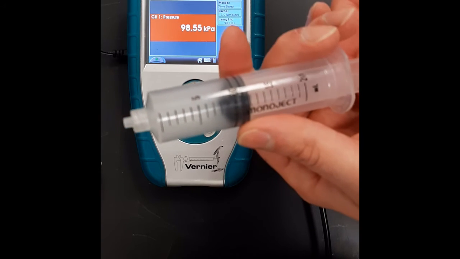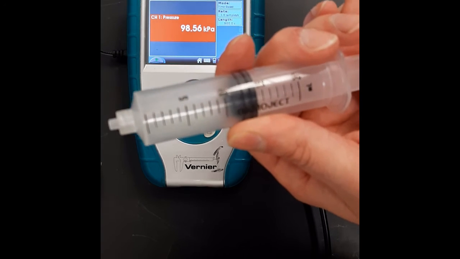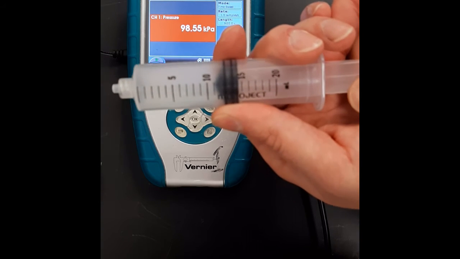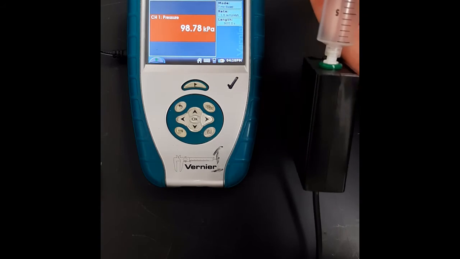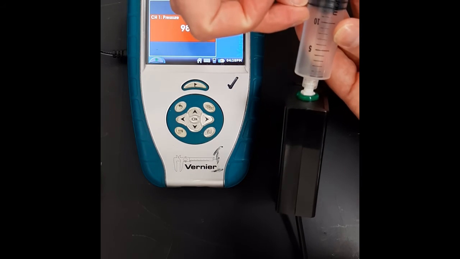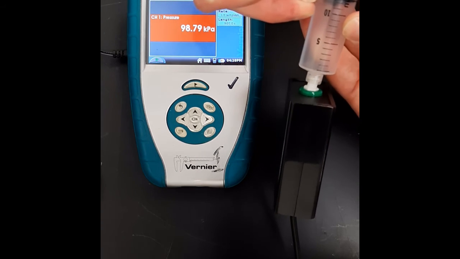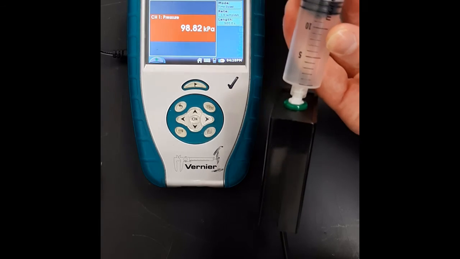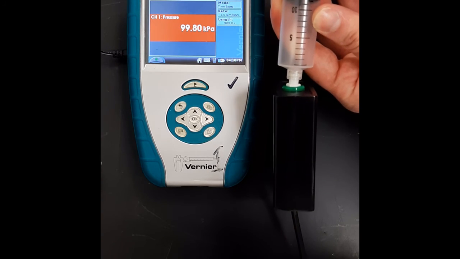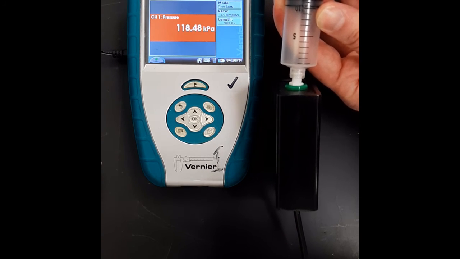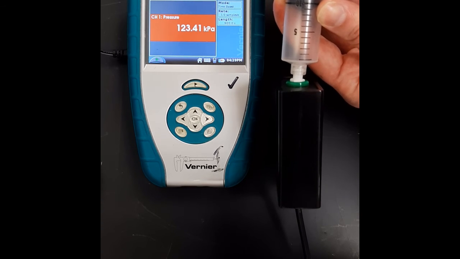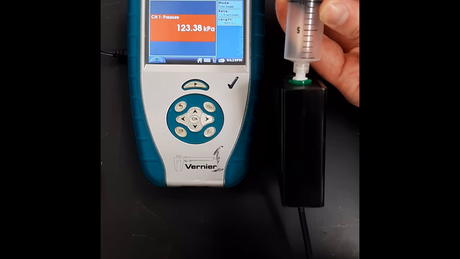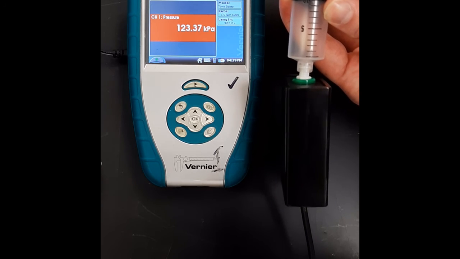I'm going to go to about 12.5 puffs on my syringe. And now I'm going to compress it, make it smaller, so that we can see what effect 12.5 puffs have in 10 milliliters of volume. So it looks like the pressure is going to be 123.38 kilopascals.